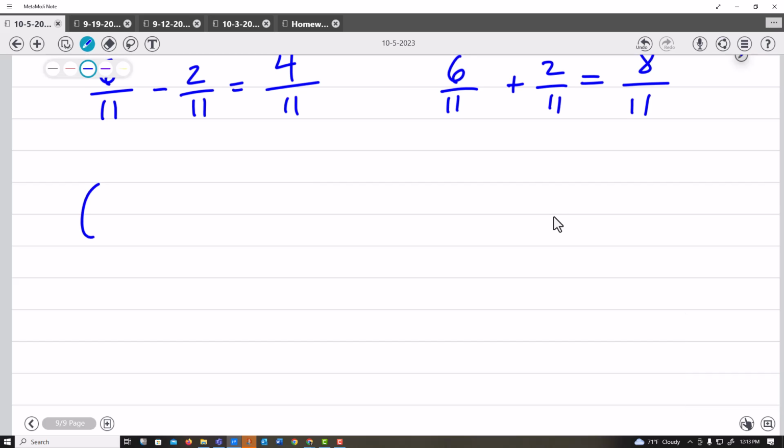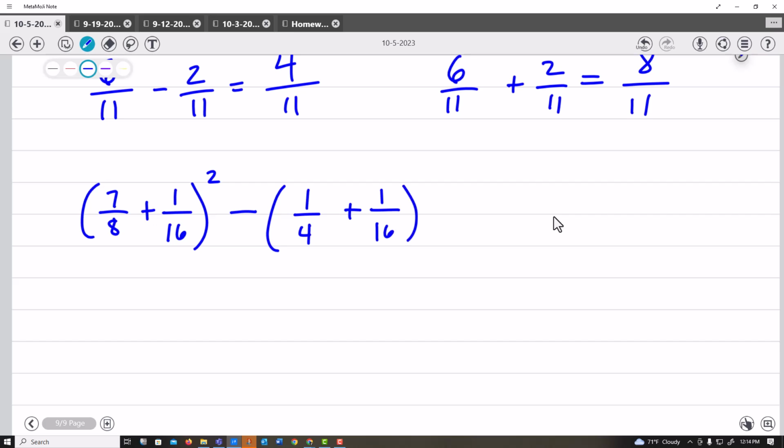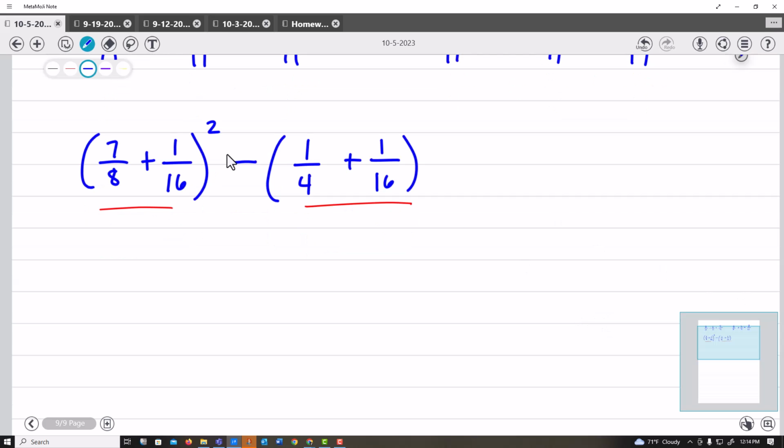Let's say we get real crazy and we have 7 over 8 plus 1 over 16, all of that squared, minus 1 over 4 plus 1 over 16. Remember, please excuse my dear Aunt Sally, we want to do what's in parentheses first. I would eyeball it and make sure you get all the same denominators. I can see the least common denominator is going to be 16, because 8 will go into 16 and 4 will go into 16.